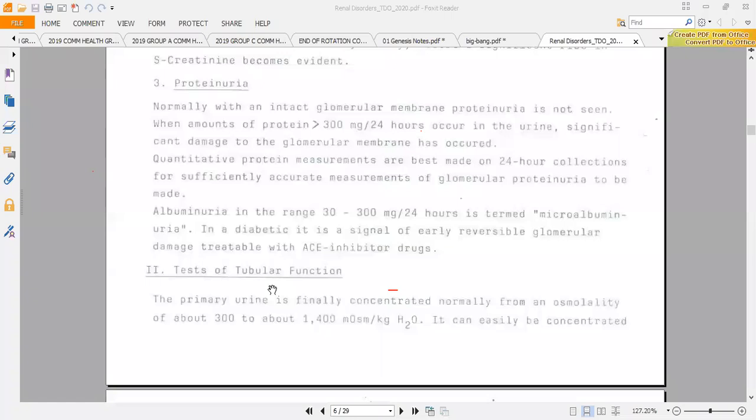So if you are talking about tubular function, you want to find out whether the tubules can concentrate urine or not, or whether the tubules can excrete H plus ions or not. So if you have a lot of H plus ions in your system, can the tubules secrete the H plus ion? So these are what is called the tubular functions. Good.